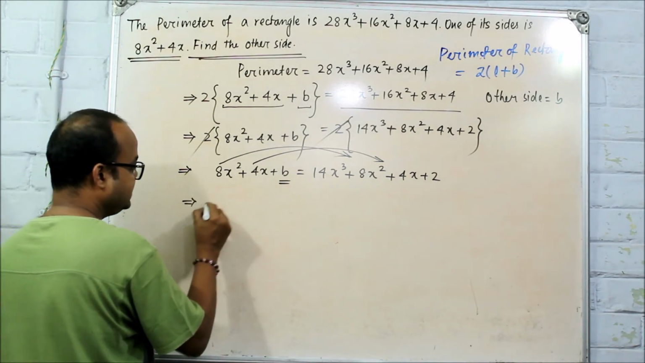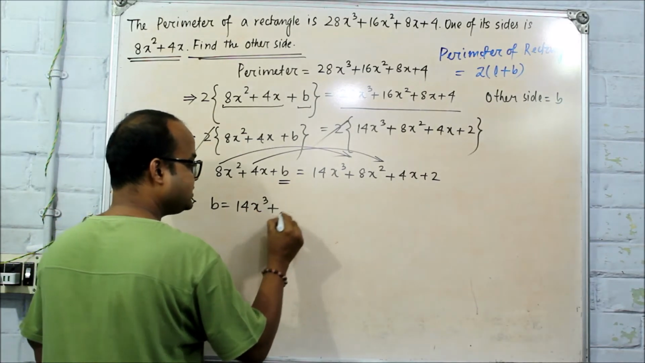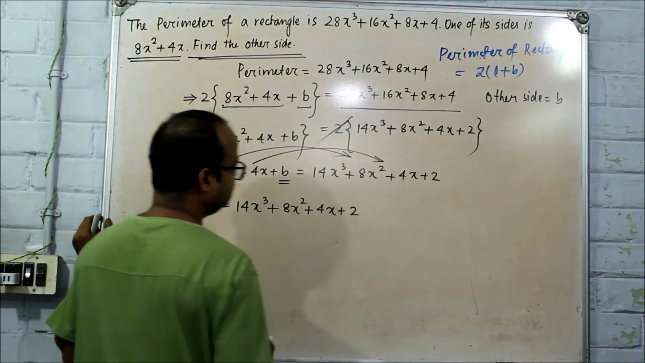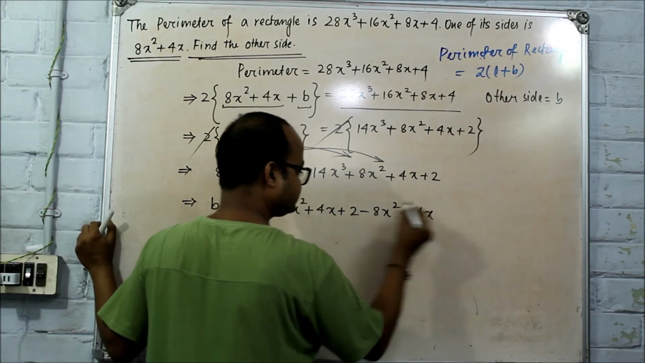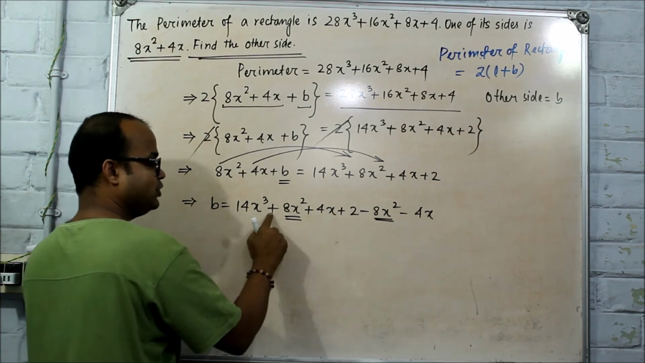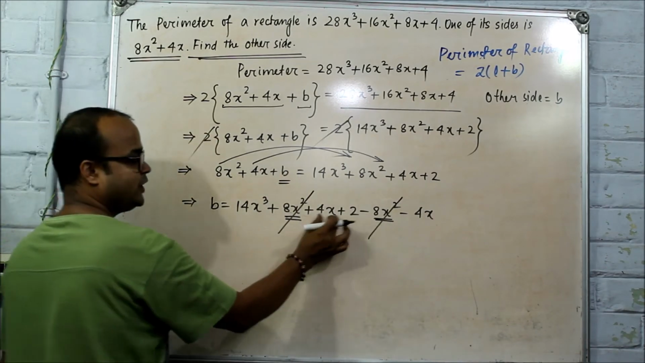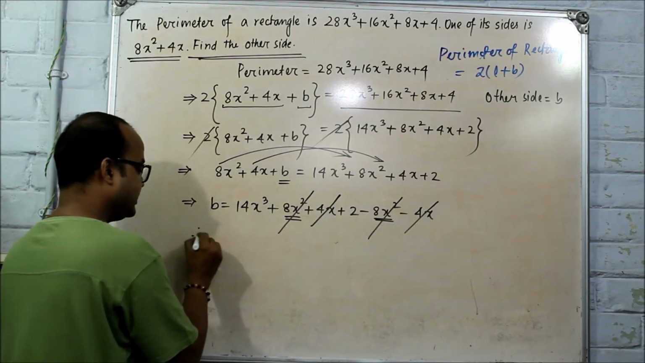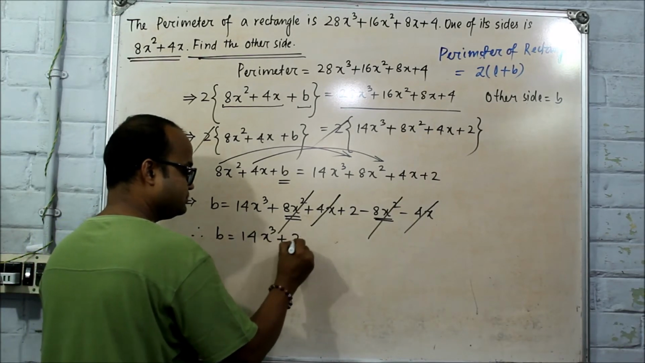So plus 8x square will become minus 8x square, plus 4x will become minus 4x. So it implies b is equal to 14x cube plus 8x square plus 4x plus 2 minus 8x square minus 4x. 8x square and 8x square: magnitude same, opposite sign, cancel each other. Plus 4x minus 4x: opposite sign, same magnitude, they will cancel each other. Therefore, b is equal to 14x cube plus 2.